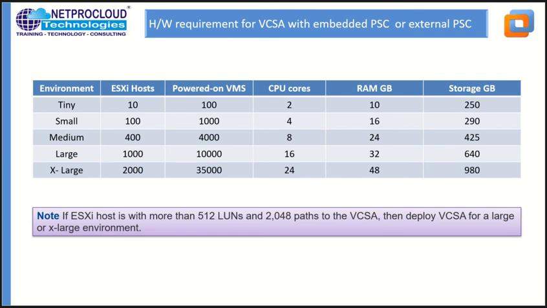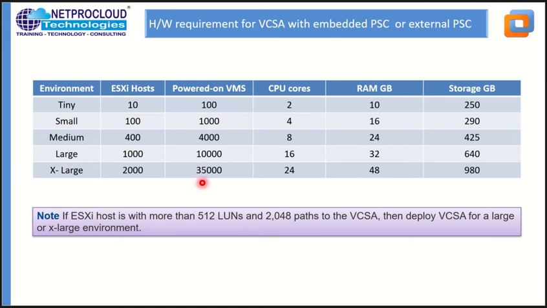Talking about the environment, there are five environments defined by VMware. First is Tiny, with up to 10 ESXi hosts and up to 100 powered on virtual machines. Small has up to 100 hosts and 1,000 virtual machines, medium has 400 ESXi hosts and 4,000 virtual machines, and large has 1,000 ESXi hosts and 10,000 virtual machines. In extra large there are 2,000 ESXi hosts and 35,000 powered on virtual machines.